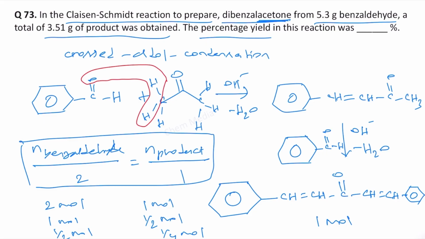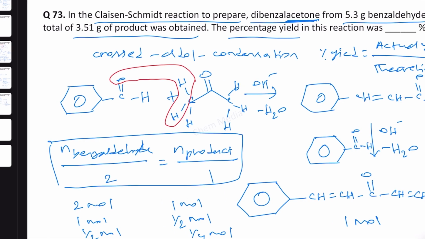So based on the stoichiometric moles, we are going to calculate the theoretical yield, because percentage yield is actual yield of the product divided by theoretical yield of the product. Here the theoretical yield we are going to calculate based on benzaldehyde itself, because based on the stoichiometric mole ratio we can find out the theoretical yield of the product, and then based on the weights given we can find out the actual yield. That's what we are going to do here.